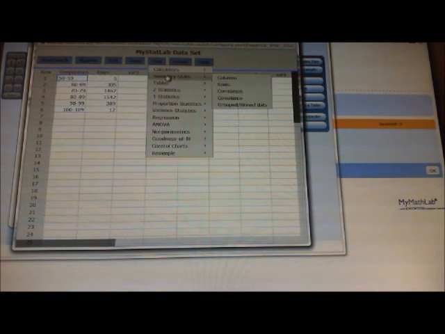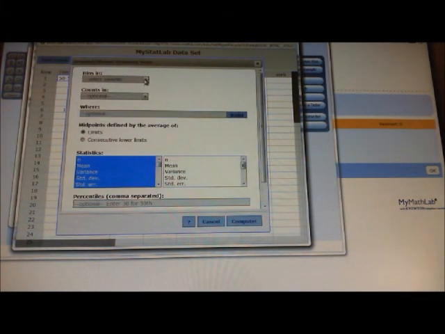So here's my data. This one is temperature in days. So I go to Stat, Summary Stats, and before we went to columns, this time we're going to say grouped bin data. So my bins are the temperature, and my counts are in days. We're going to leave this on the midpoints are defined by the average of the limits, so keep that there, and we're going to hit Compute.